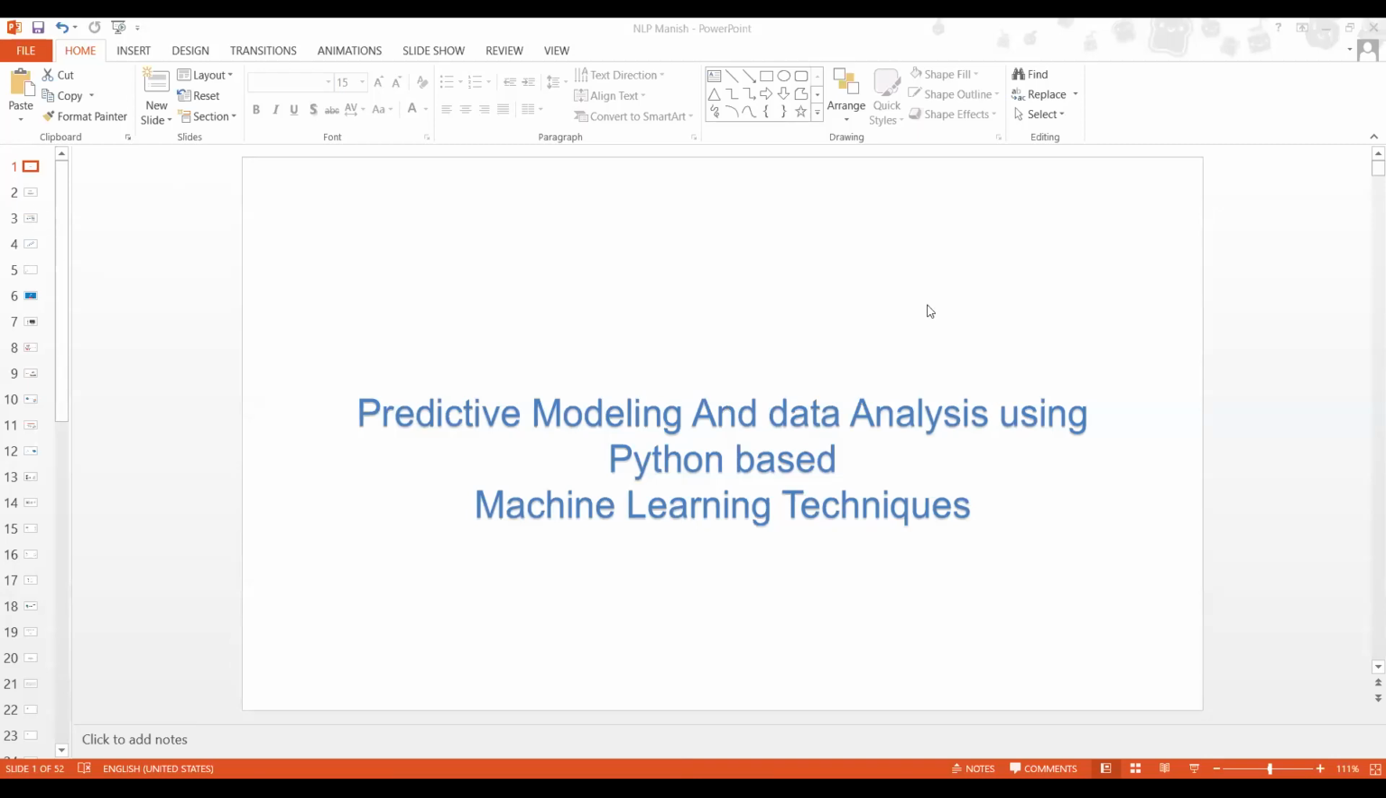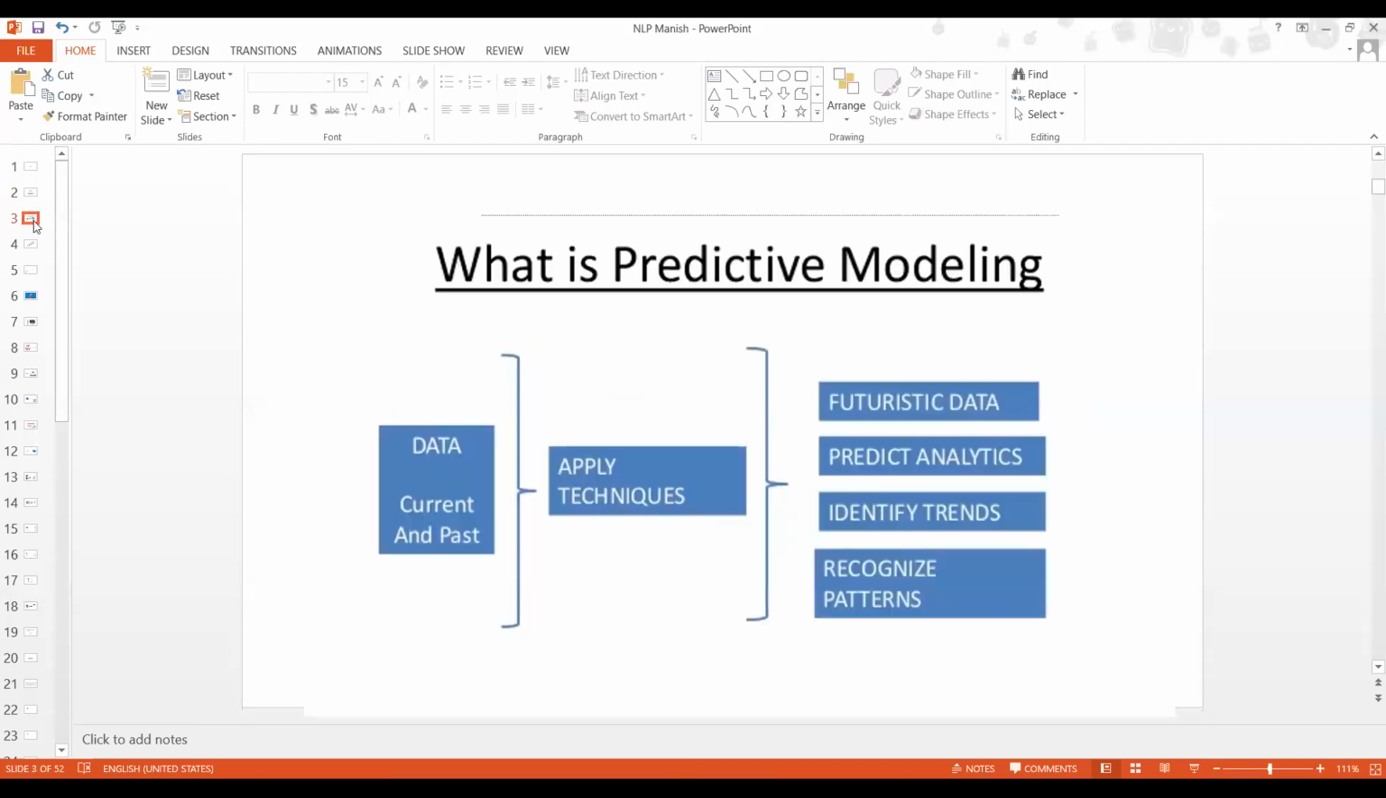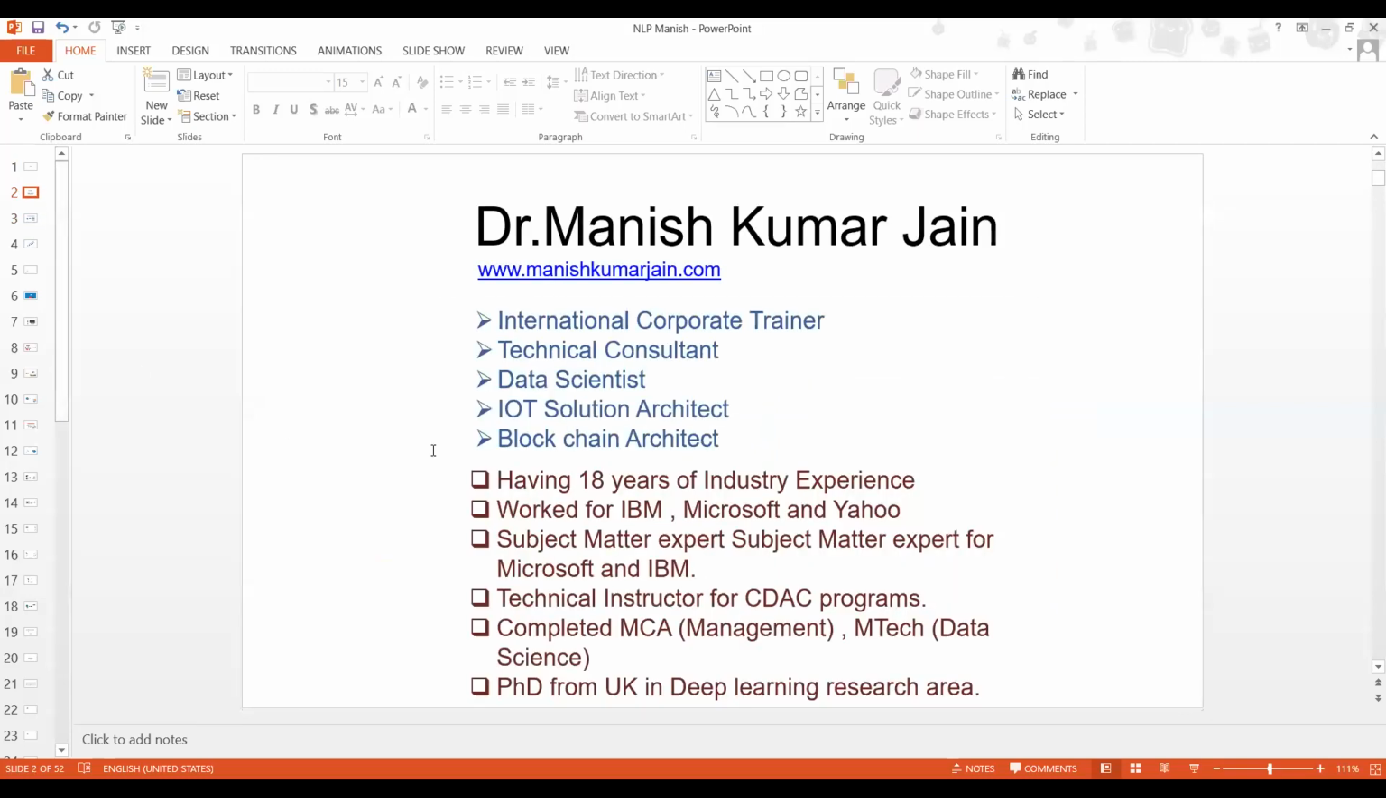So today I will take the session on predictive modeling based on data analysis with Python and machine learning techniques. Here we have a lot of things inside the implementation of predictive modeling. Here you can see my profile, and that is my website. If you want to know more about me, you can browse my website. Now we are starting the topic.